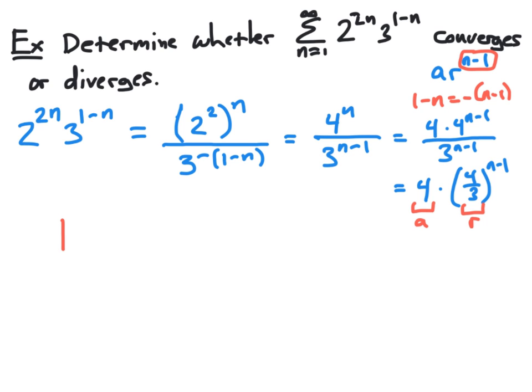And here, the absolute value of 4/3 is just 4/3, and that is greater than 1. And since we have a ratio that is greater than 1, we know that our geometric series is going to diverge. And so the series from n equal 1 to infinity of 2 to the 2n times 3 to the 1 minus n diverges.